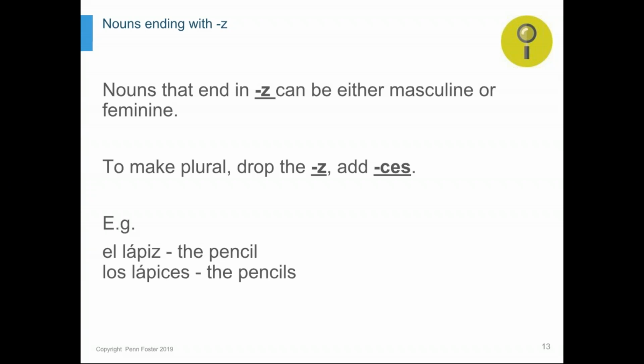And to make this type of noun plural, there's a couple of different steps to follow here. You actually have to change the Z to a C, as you can see in the bottom example of pencils, lápices. And then, after you've changed the Z to a C, add an ES after that as the second step. Again, not too many of this type of noun, but those that do end in a Z, if you're going to make them plural, the Z has to change first to a C before you're adding the ES ending.